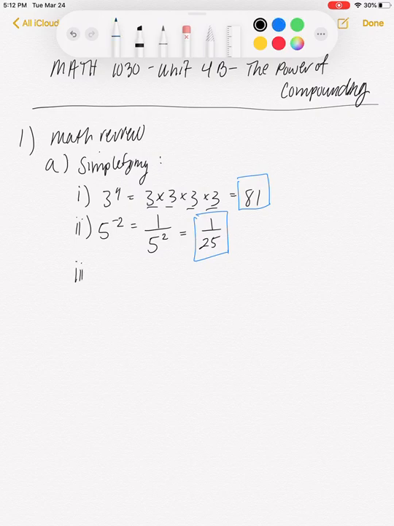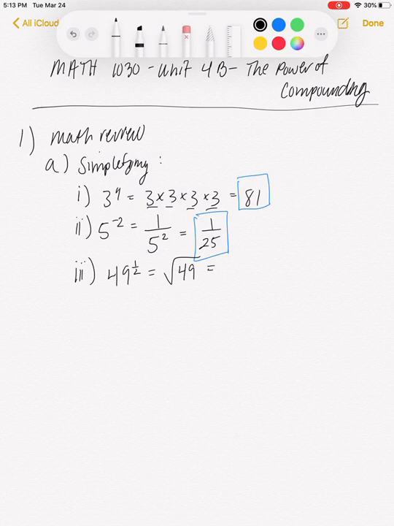Now, Roman numeral 3. In this one, we're going to do 49 to the 1/2 power. So this is a new type of exponent as well, which is 1/2 as the exponent. And when you have 1/2 as the exponent, it's the same as the square root of the number.